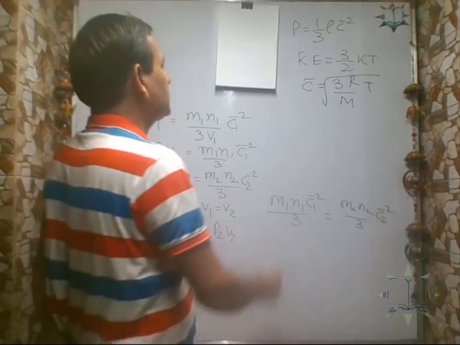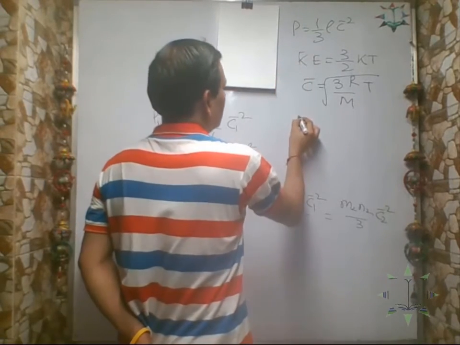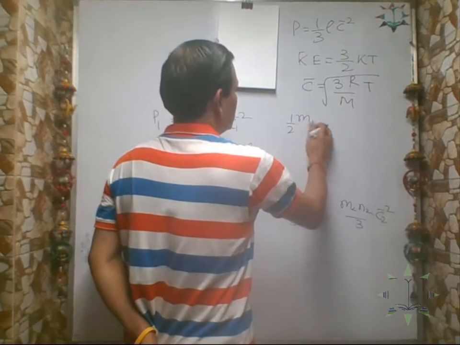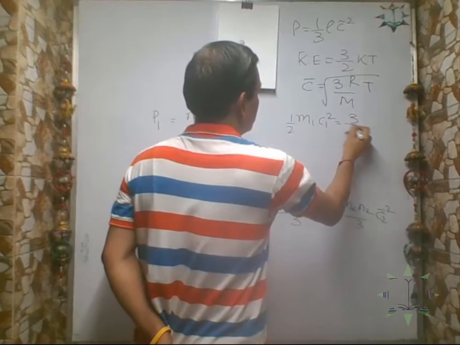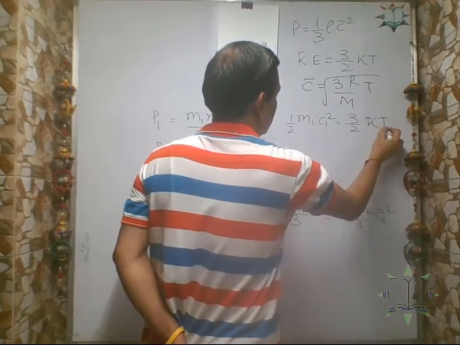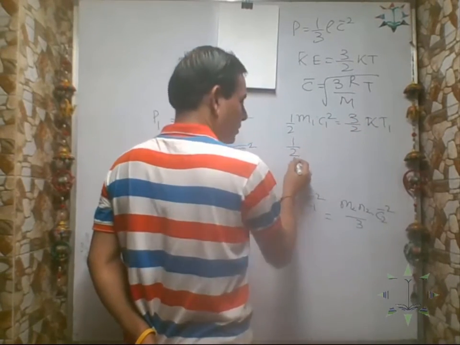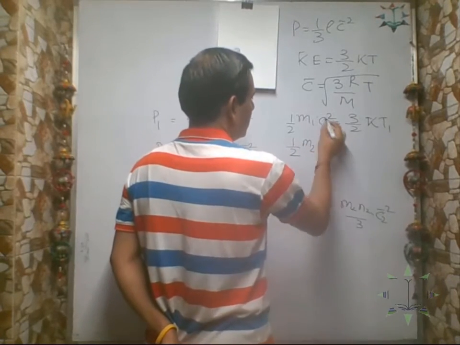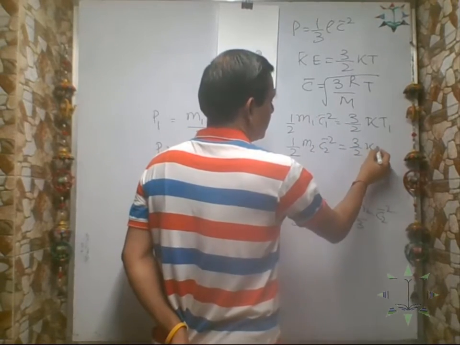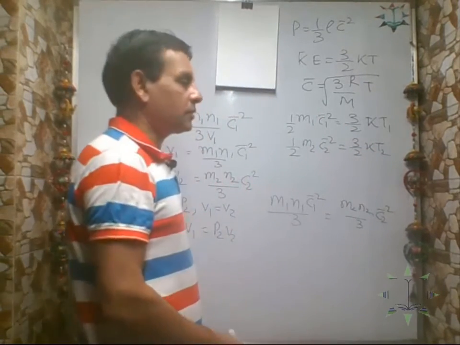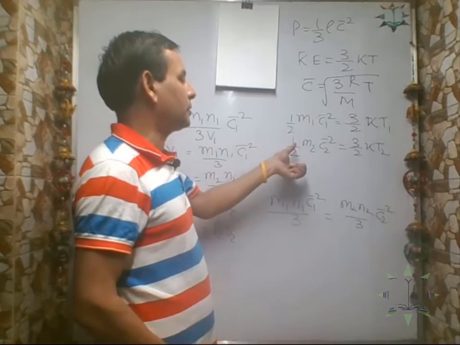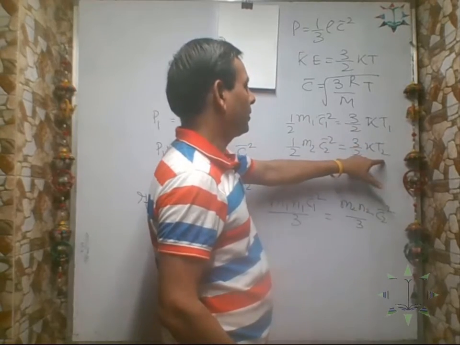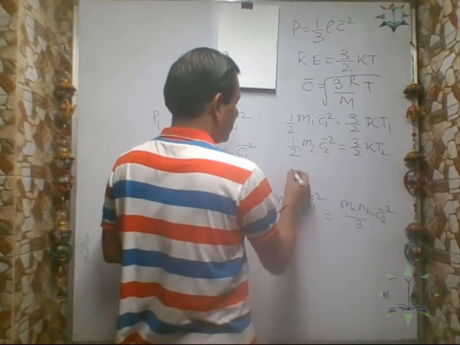Now, what is this mean kinetic energy? You have seen 1/2 m1 c1 bar square equal to 3/2 kT1, correct? And for the second gas, the mean kinetic energy will be 1/2 m2 c2 bar square equal to 3/2 kT2. Okay, this is the mean kinetic energy of the first molecule, this is the mean kinetic energy of the second molecule. Now, if temperatures are also same, then these two should be same, correct?